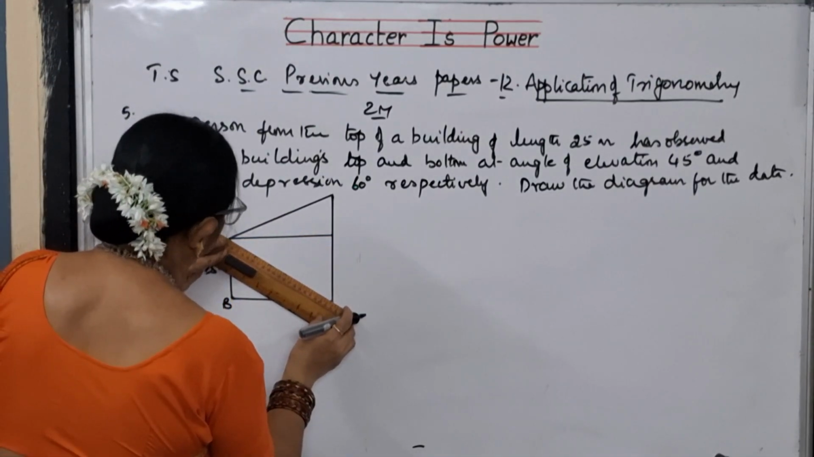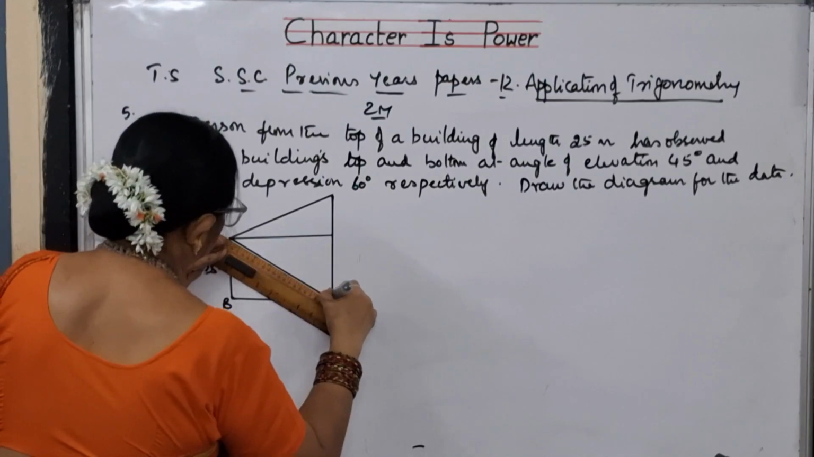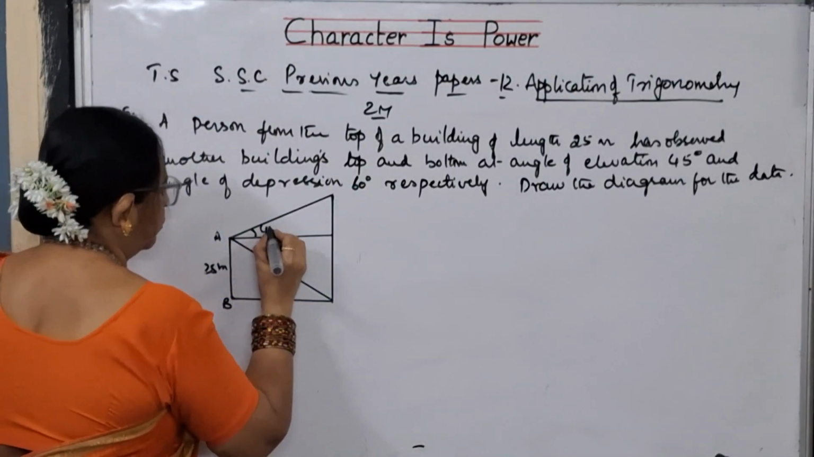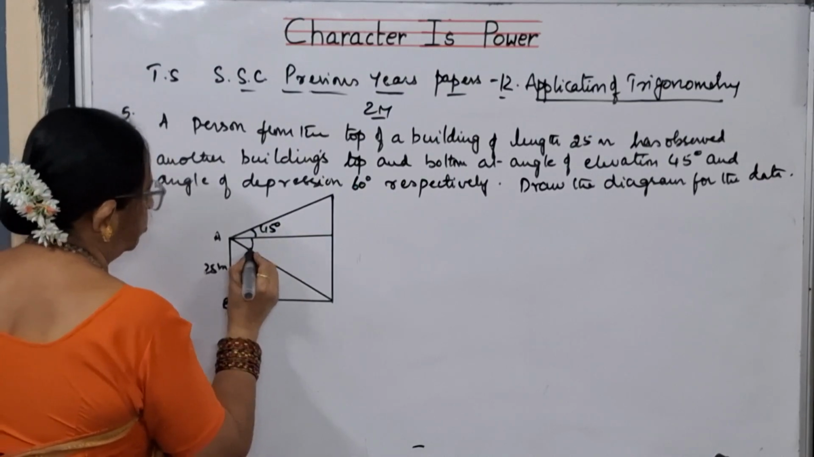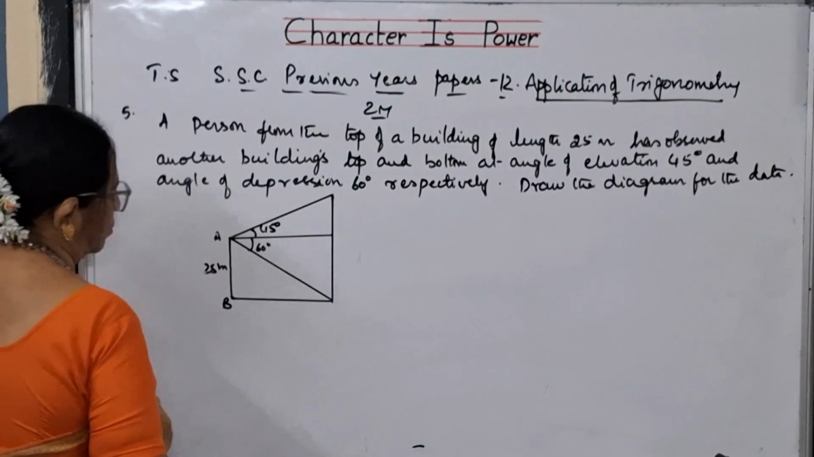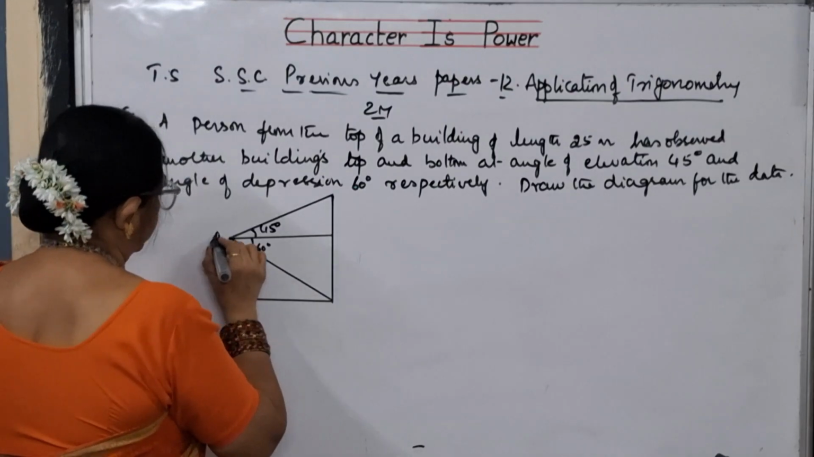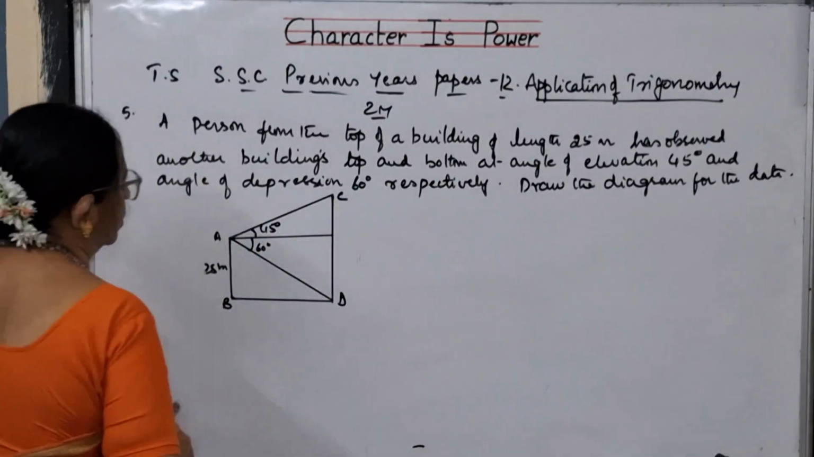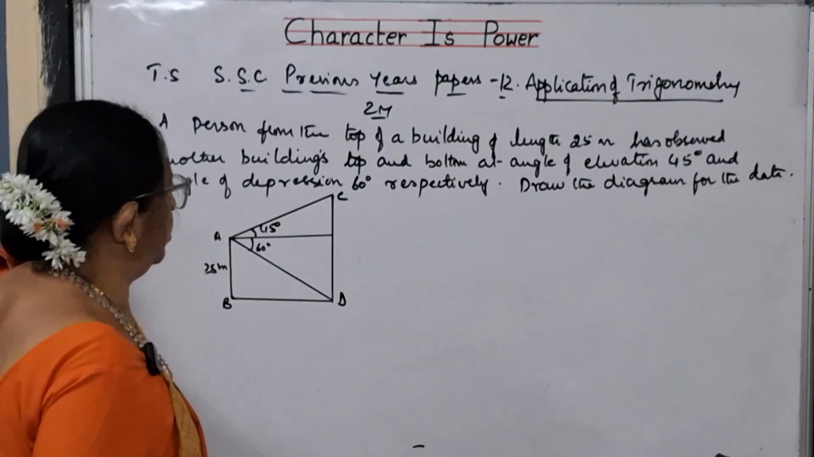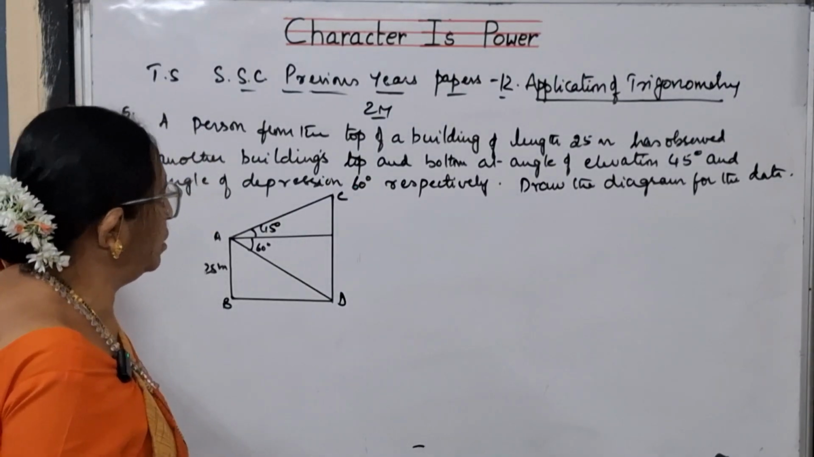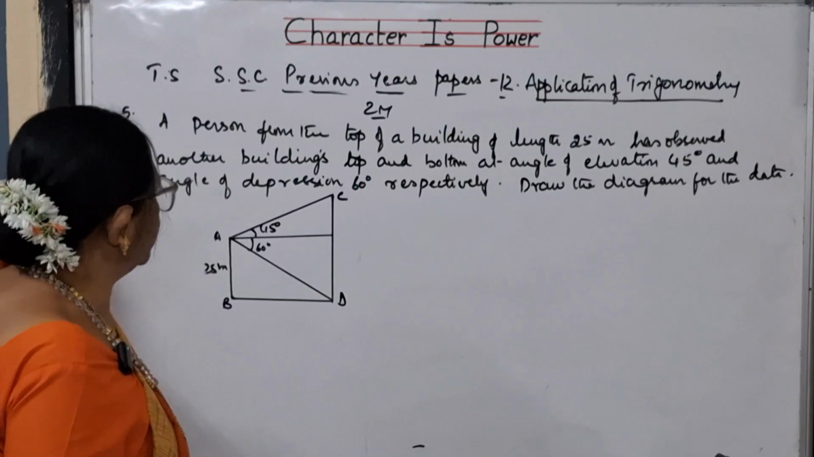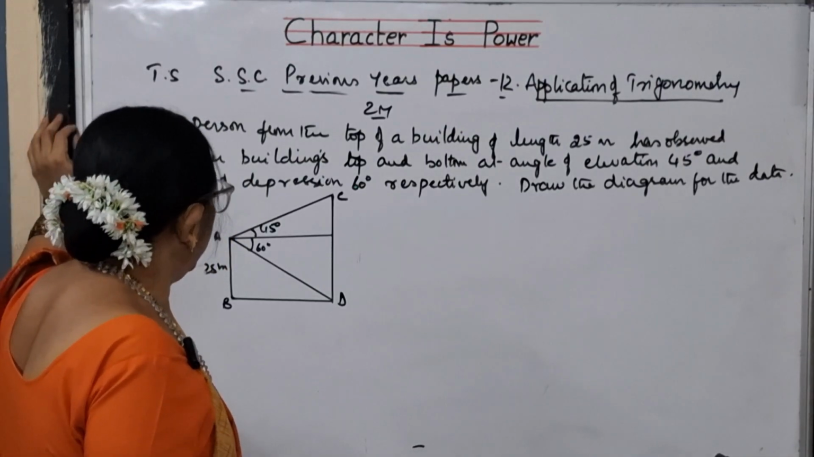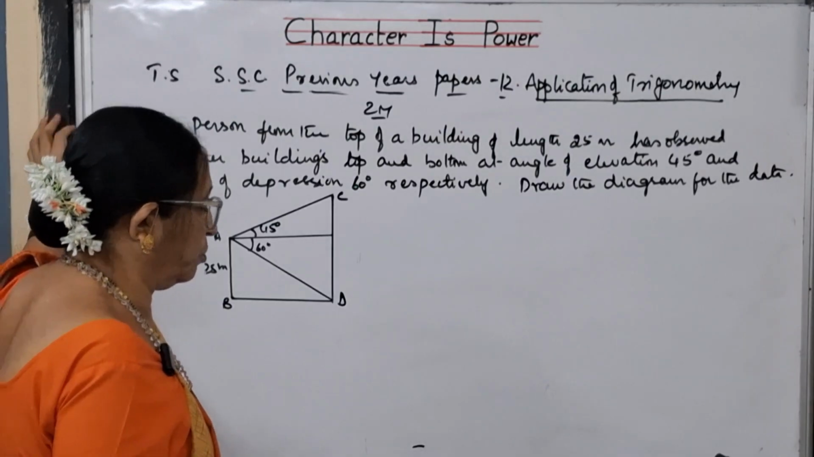This is the bottom of the building, at an angle of elevation 45 degrees and angle of depression 60 degrees. So AB here, CD. Okay, so what did you say? A person from the top of a building of length 25 meters has observed another building's top and bottom at an angle of elevation of 45 degrees and angle of depression 60 degrees respectively.